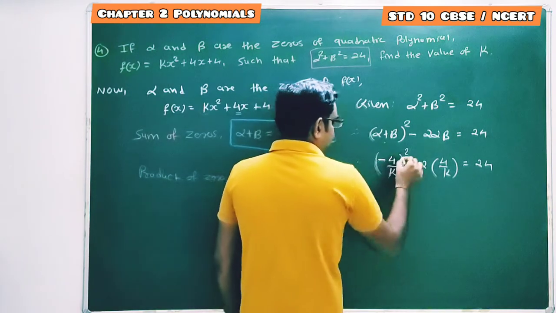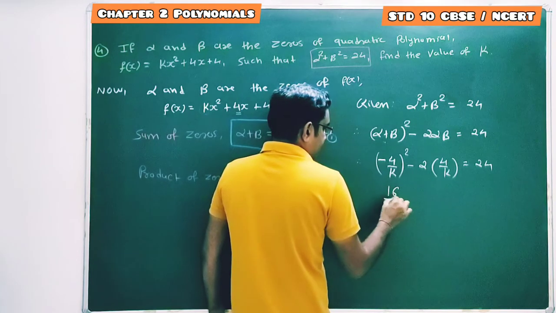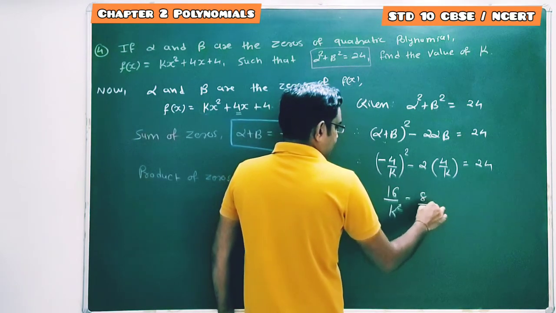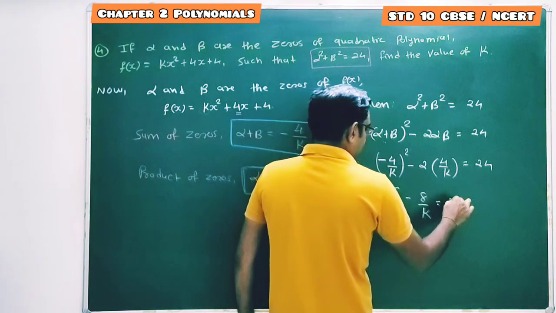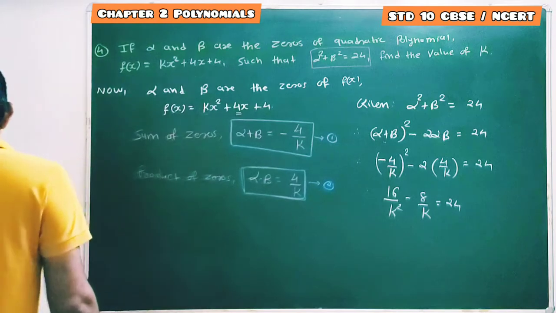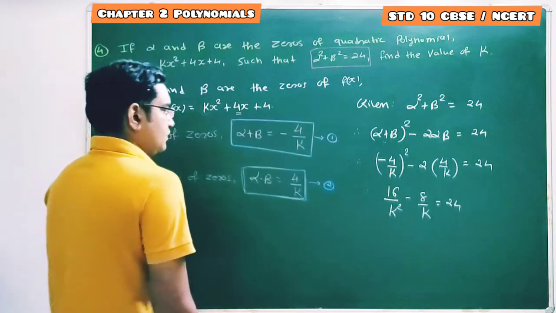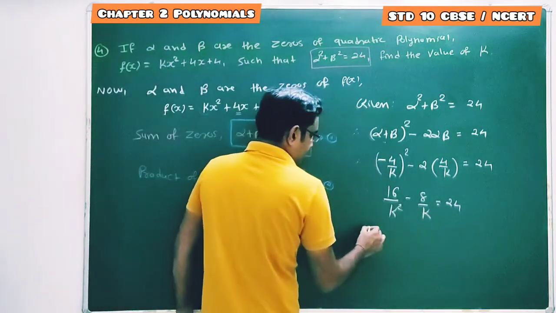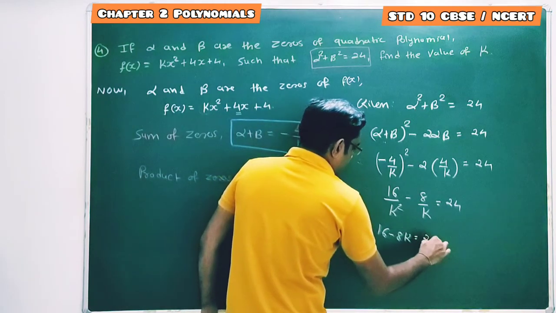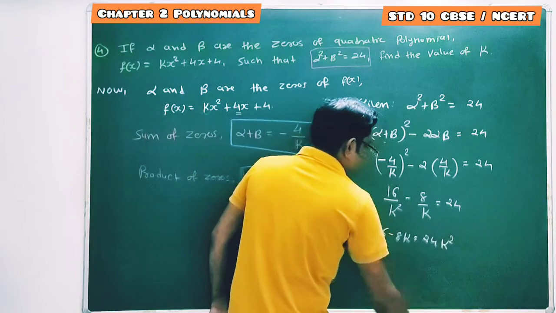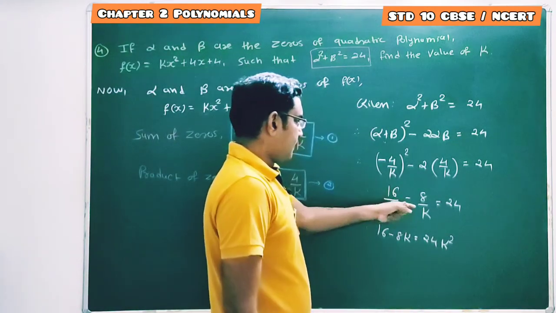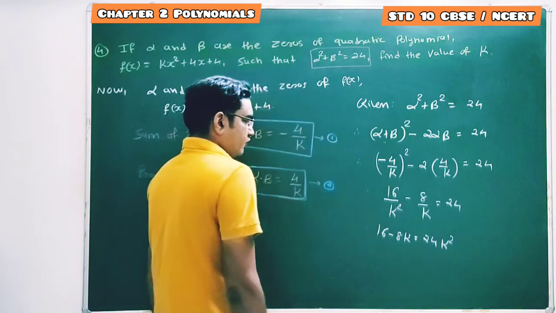So now simplification: minus 4 square 16 upon k square minus 8 by k equal to 24. Here we have to solve this equation by taking k square as the LCM. It's 16 minus 8k equal to 24k square. Multiply this equation with k square. So it's 16 minus 8k equal to 24k square.